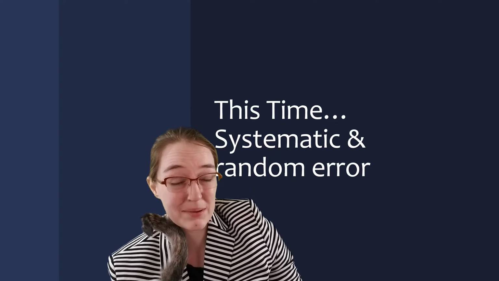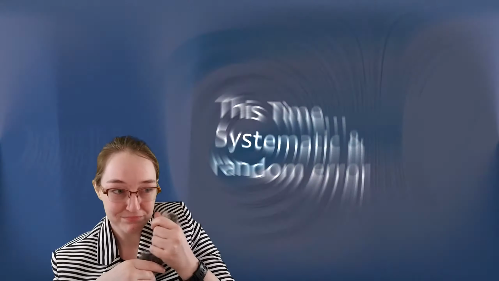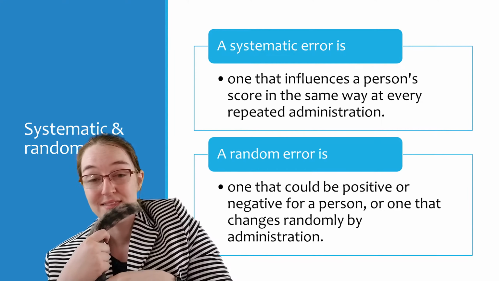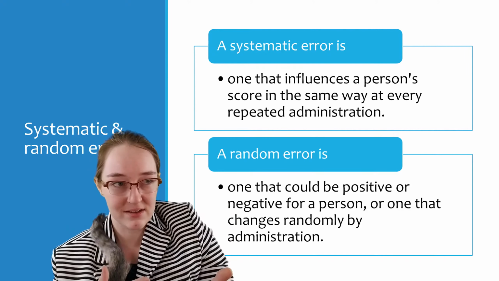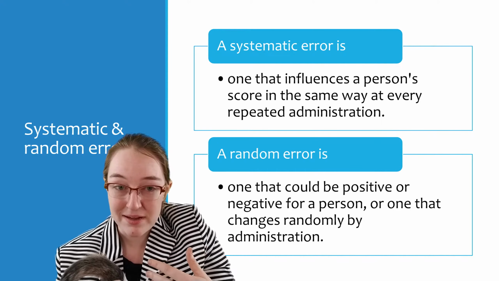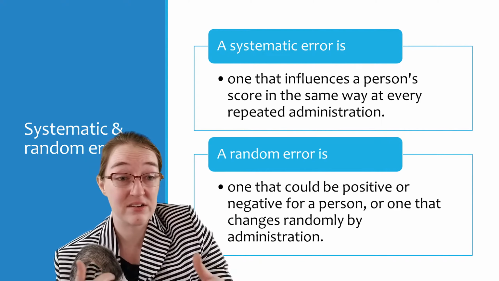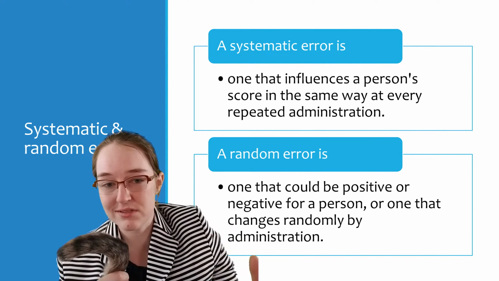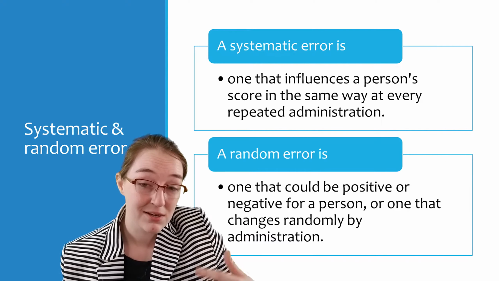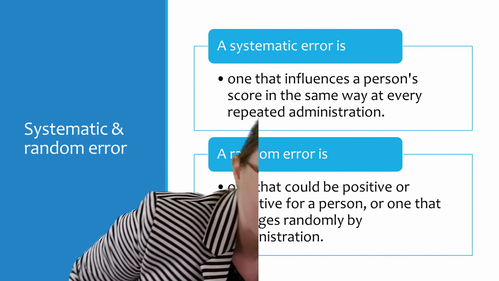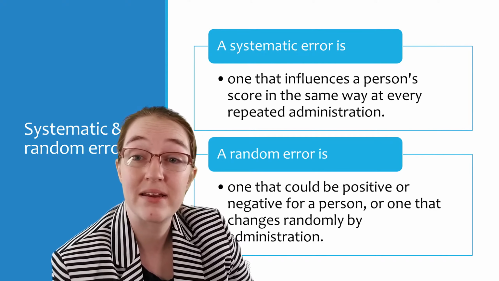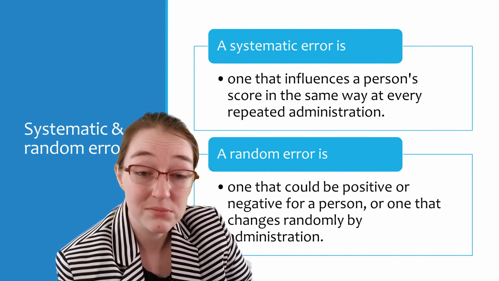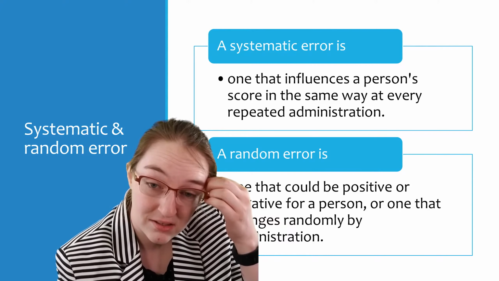So this time we're going to talk about systematic and random error. A systematic error is one that influences a person's score in the same way at every repeated administration. A random error is one that can be positive or negative for a person, or one that changes randomly by administration. So in our preschool literacy example, as students focus less on the test and more on their surroundings, their scores might involve more guessing, which introduces random error and assumes the guessing is truly random.